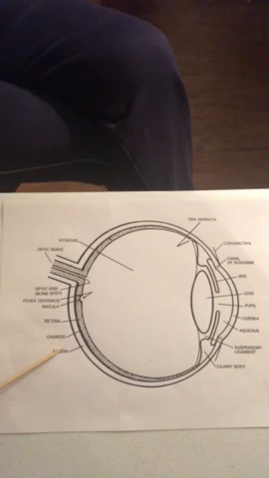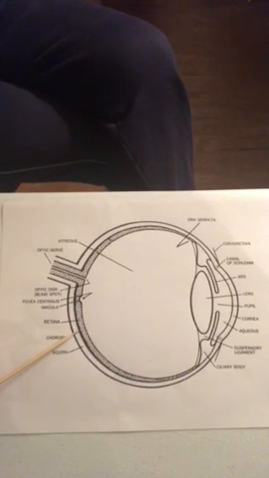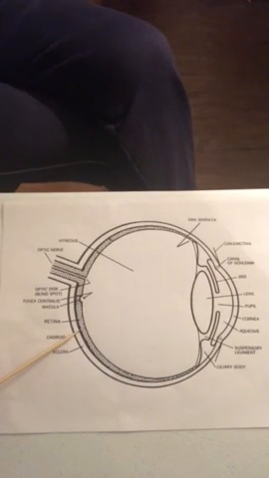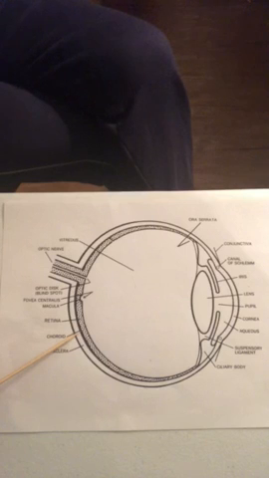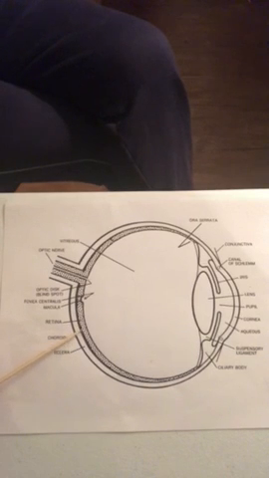And since we're on the layers of the eye, let's just move on to the second one real quick. The choroid is the second layer. It is right under the sclera, and it is a dark pigmented layer, and it lies between the retina and the sclera. It consists mainly of blood vessels that will nourish the retina.